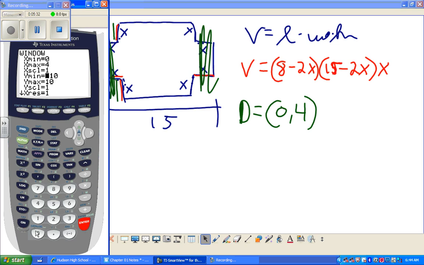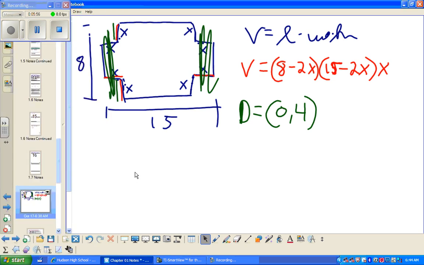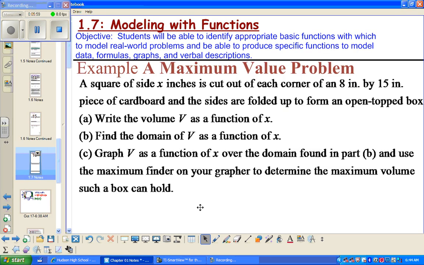And then for my y min, the volume's not going to be less than 0, and I don't know right away at first how high I need to go on the graph, but after a few tries you'll probably figure out a nice window. Wow, that's a nice looking graph. So now the question, if you recall, is use the maximum finder on your grapher to determine the maximum volume such a box can hold.